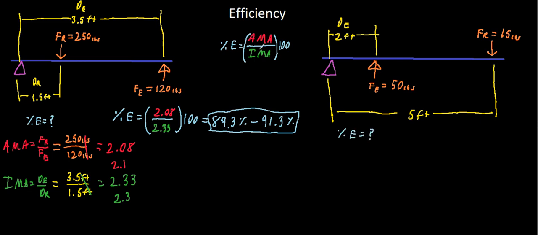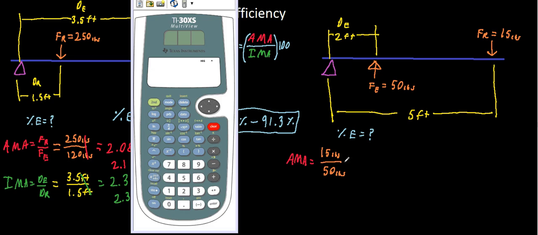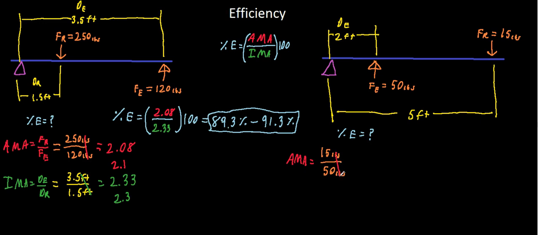The first thing we need is our AMA, and we're going to reuse our AMA force equation. We put FR on top, and FR is 15 pounds. On bottom, we put our effort force, 50 pounds, and set this equal to our AMA. What's 15 divided by 50? Pounds cancels out, and we get 0.3.